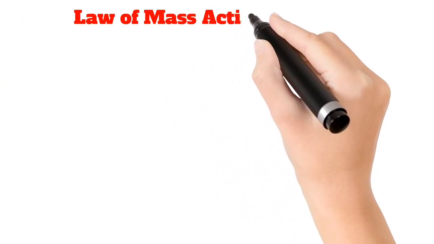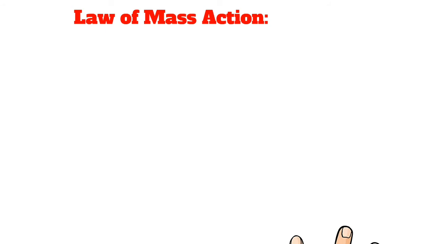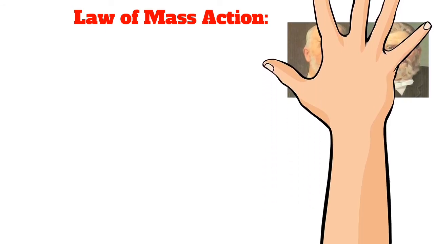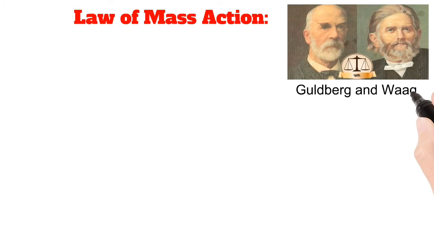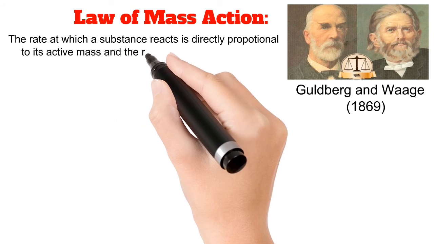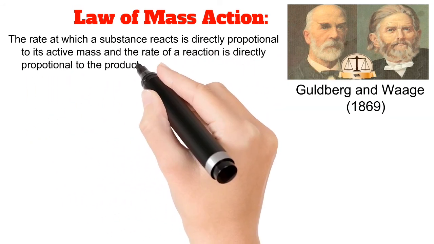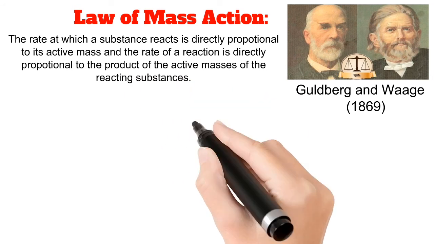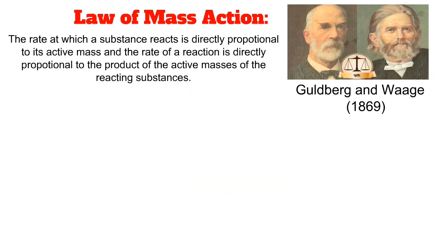Now let's move towards the very important topic of this book, which is known as the law of mass action. This law was presented by Goldberg and Waage in 1869. Goldberg and Waage were brothers-in-law. According to the law of mass action, the rate at which a substance reacts is directly proportional to its active mass, and the rate of a reaction is directly proportional to the product of the active masses of reacting substances. Well, I know that you may not understand this law the very first time, but do not worry, I'll try my level best to make it easy for you.